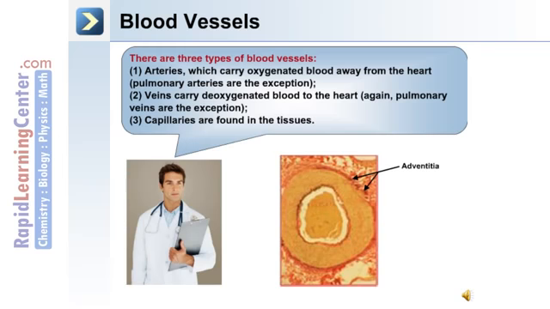The blood vessel wall is made up of three layers. The adventitia is the outer layer, the media is the middle layer, and the intima is the internal elastic layer and contains the endothelium.